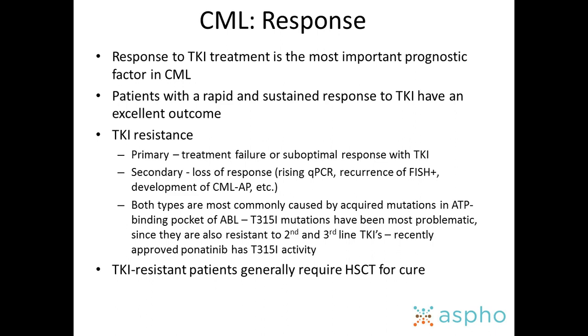And there are readily available clinical tests to look for these mutations. The one that's the most problematic, as I mentioned, is the T315I mutation, because up until recently, the vast majority or all of the tyrosine kinase inhibitors didn't really work against that mutation. Ponatinib has been recently FDA approved specifically for that resistance mutation. And then finally, patients that are TKI resistant generally require transplant for cure.